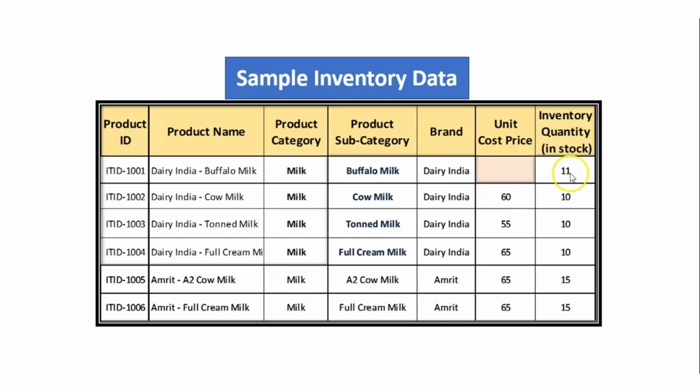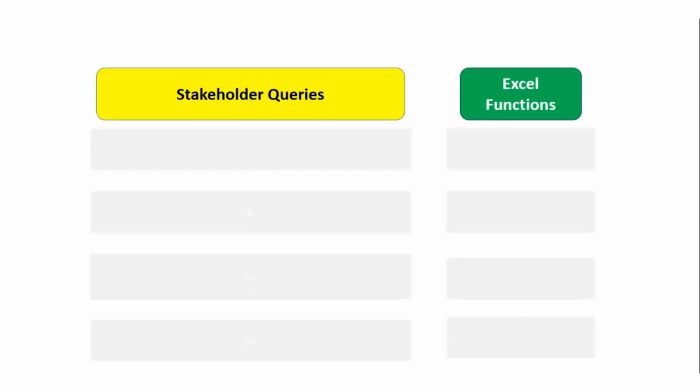We can also see that there are some anomalies, like in the case of row 1 for unit price, the data is missing. There are few queries from our business stakeholders. Let us discuss them one by one and try to answer these queries using count, count A and count blank functions. Starting with the first query.